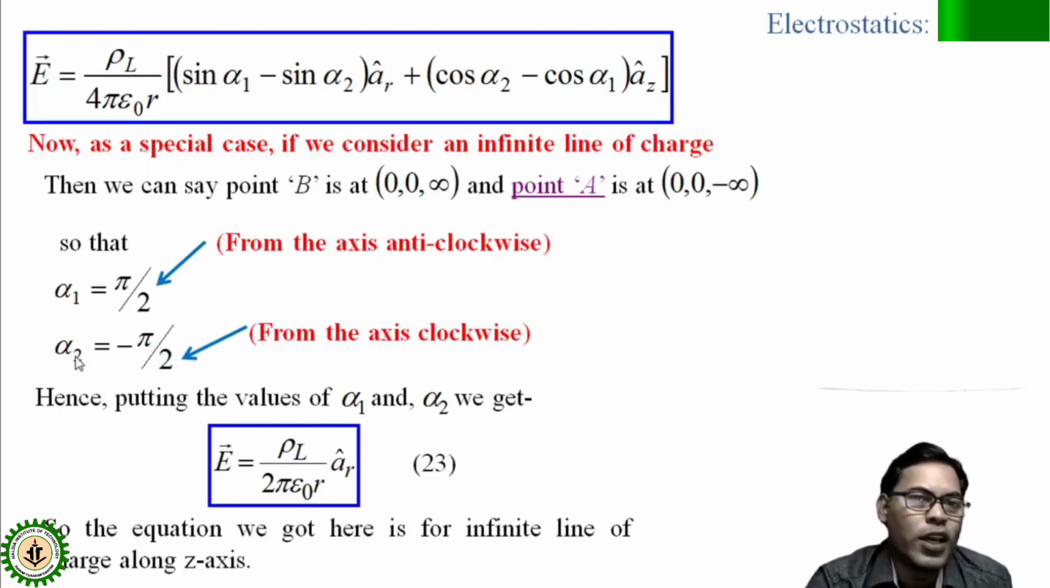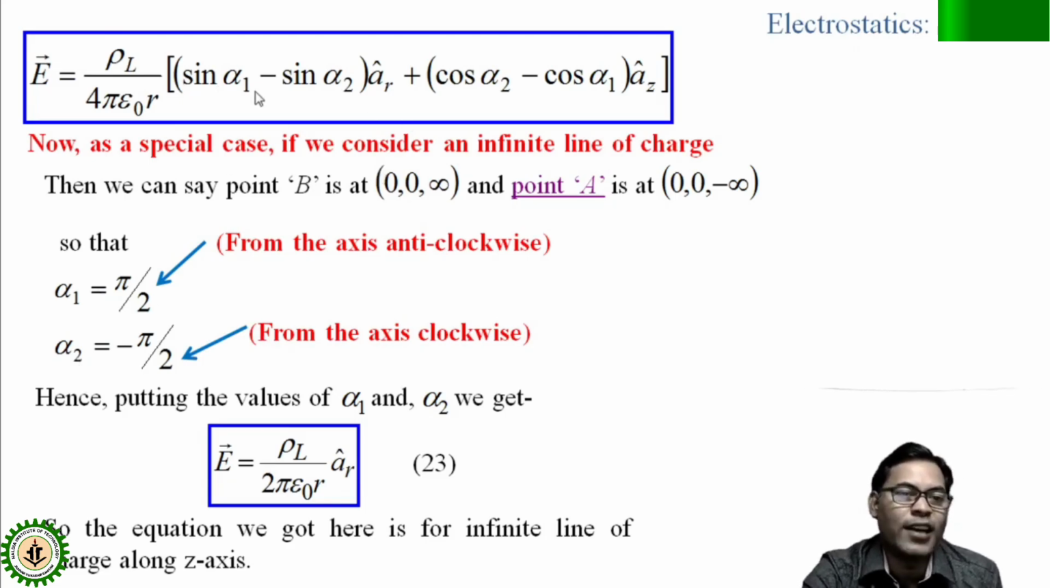Now if we put alpha 1 as 90 degrees and alpha 2 as minus 90 degrees, sin 90, you know the value, is 1. Sin alpha 2, that is sin of minus 90, gives minus 1. So here minus of minus 1 plus 1, so 2, into AR, and here cos will be 0. So 2 and 4 cancel out. What we are getting is E equals rho L by 2 pi epsilon naught R into AR.